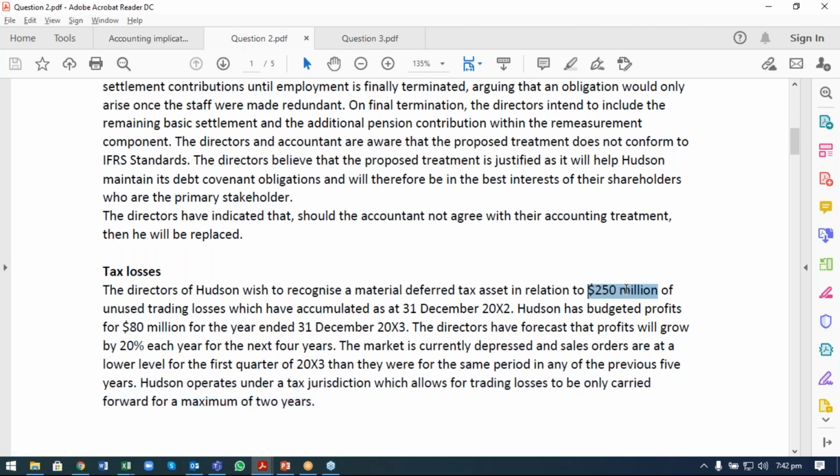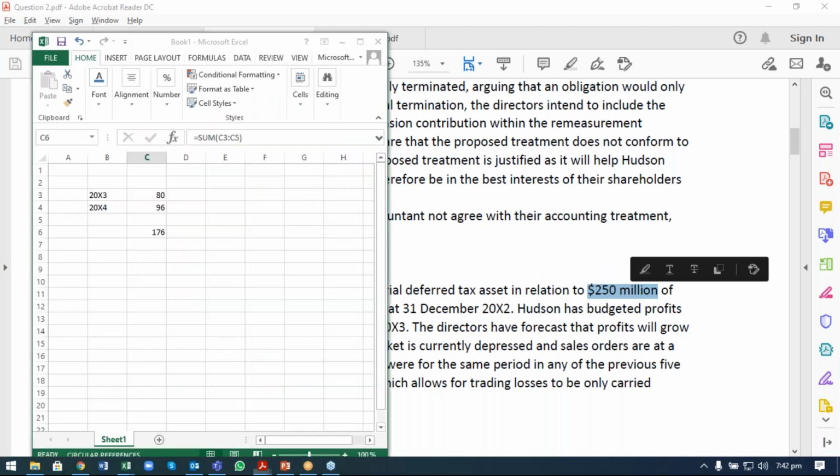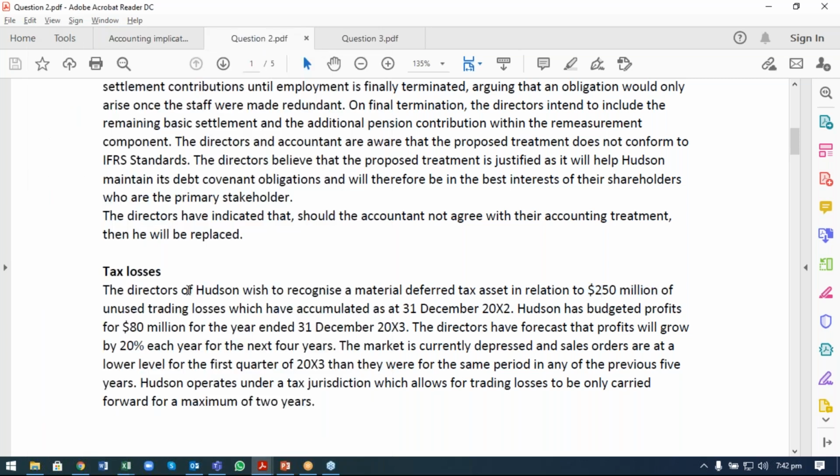So if these are the 250 million losses, then I would say these 250 million losses are specifically related to the year ended 20X2. So these tax losses can be carried forward to 2003 and 2004. Even then only 176 million of profit can be claimed. We're looking into the standard requirement and then we're moving to answer our question. But right now, this is the criteria. Even on the basis of this calculation, the directors' recognition of this material deferred tax asset is incorrect, right? So that's something we have to consider.